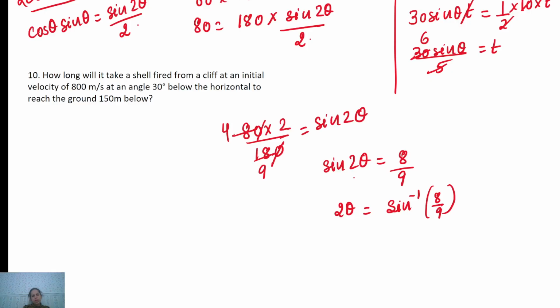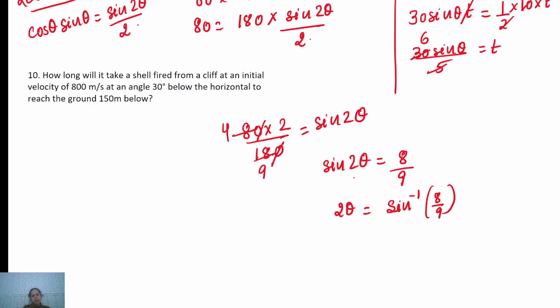How long would it take a shell fired from a cliff? So for me, the cliff is a straight line. At an initial velocity of 800 meters per second, 30 degrees below the horizontal. So this is the horizontal. So 30 degrees below the horizontal with speed of 800. Okay. So this is my ground.